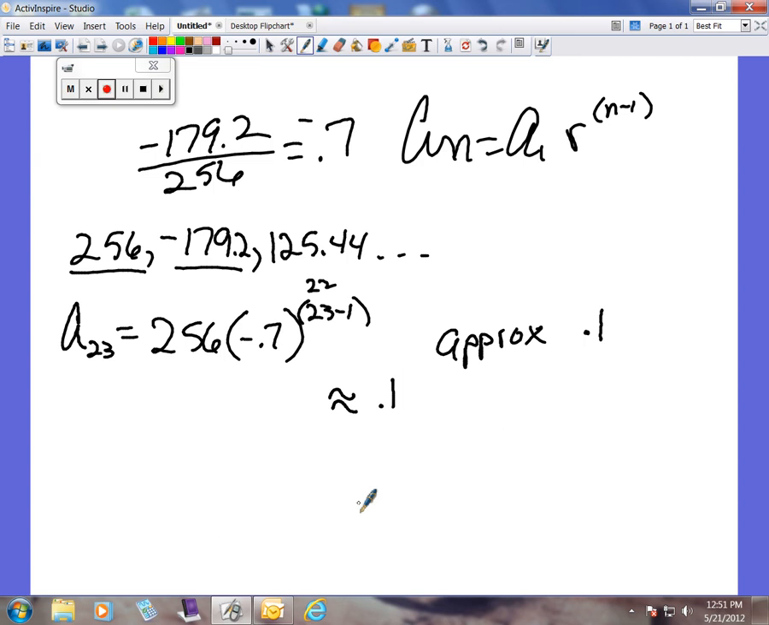It shouldn't come to a negative. Probably because you didn't put parentheses around this or something. Because if you take a negative anything to an even exponent, shouldn't it be positive? Now that's how you use this to find a term. In other words, that's going to be the 23rd term in this sequence. If you kept multiplying by negative 0.7, you'd get to 0.1 when you got to the 23rd one.